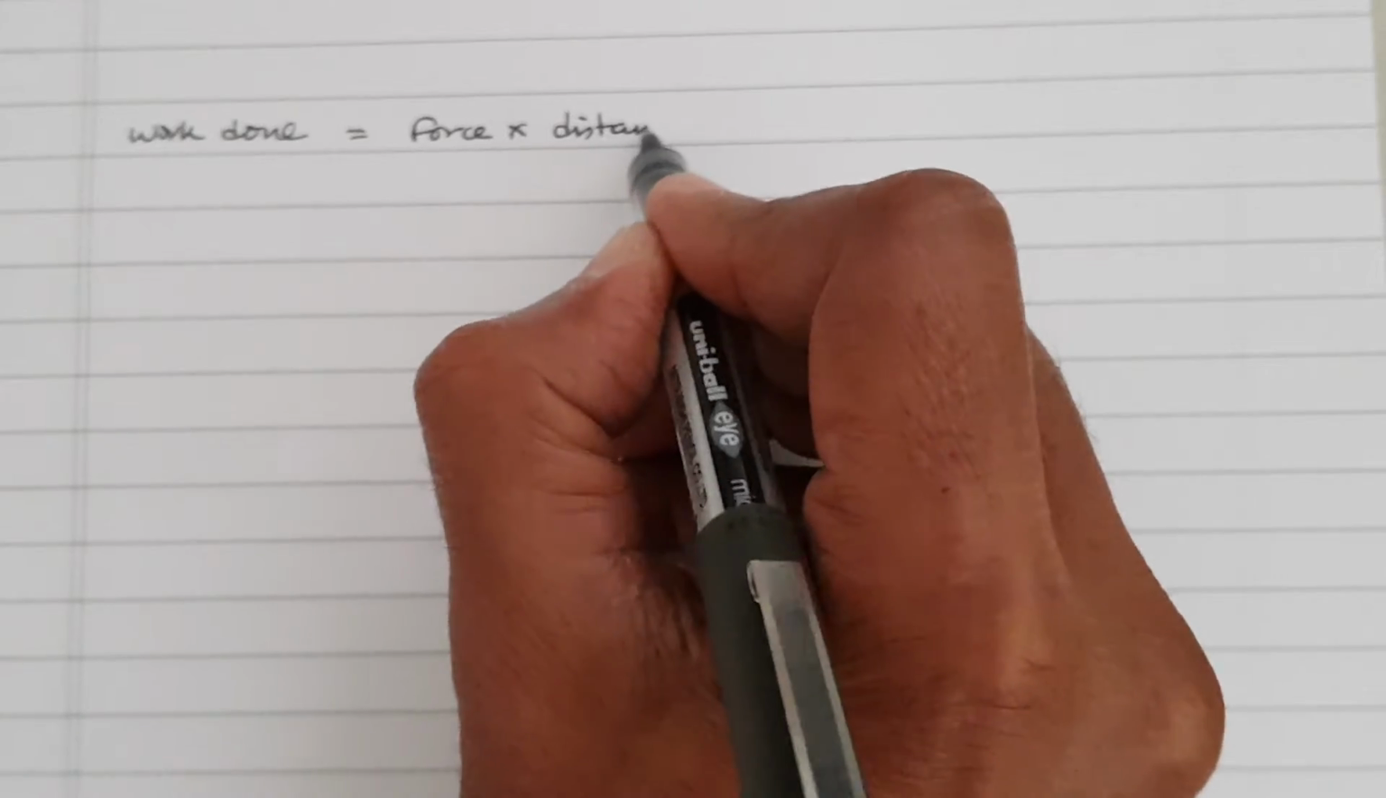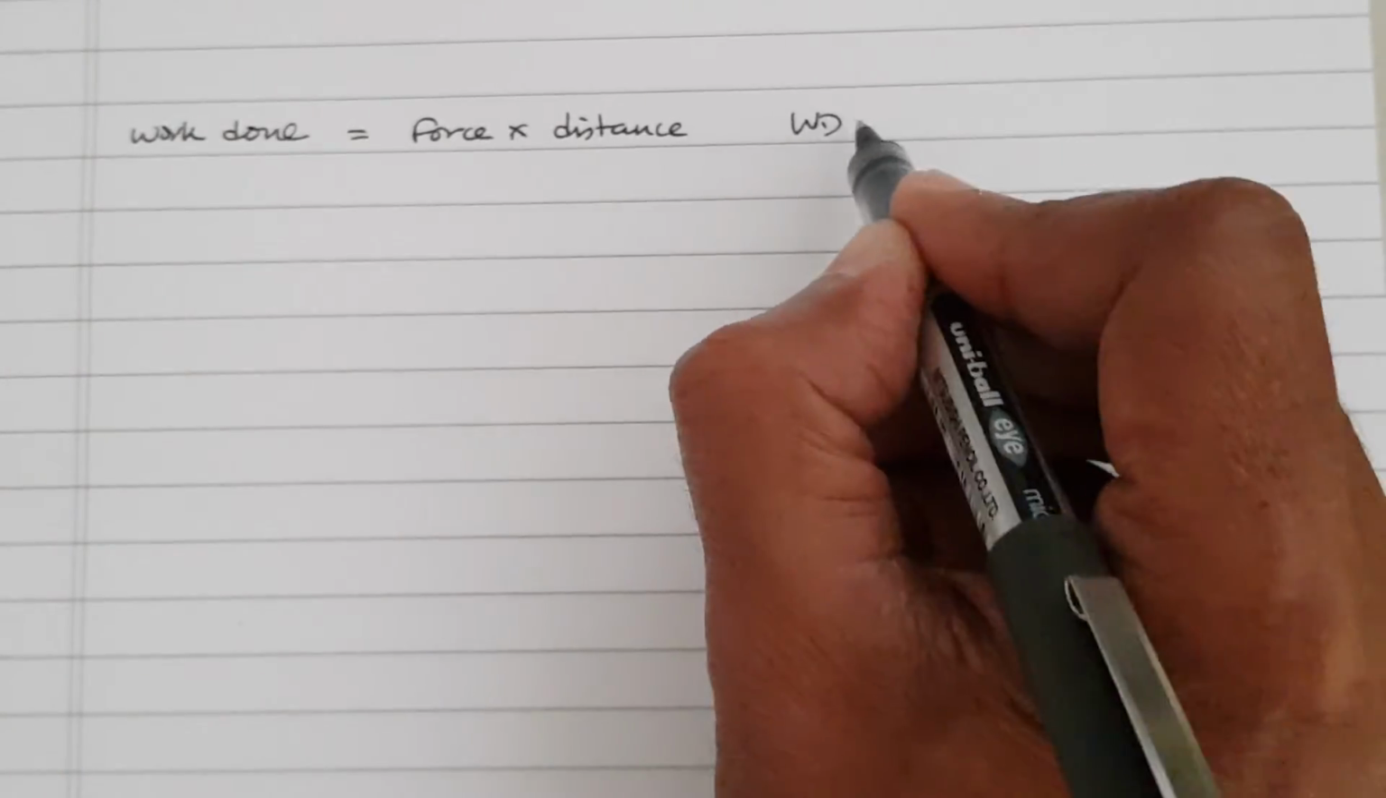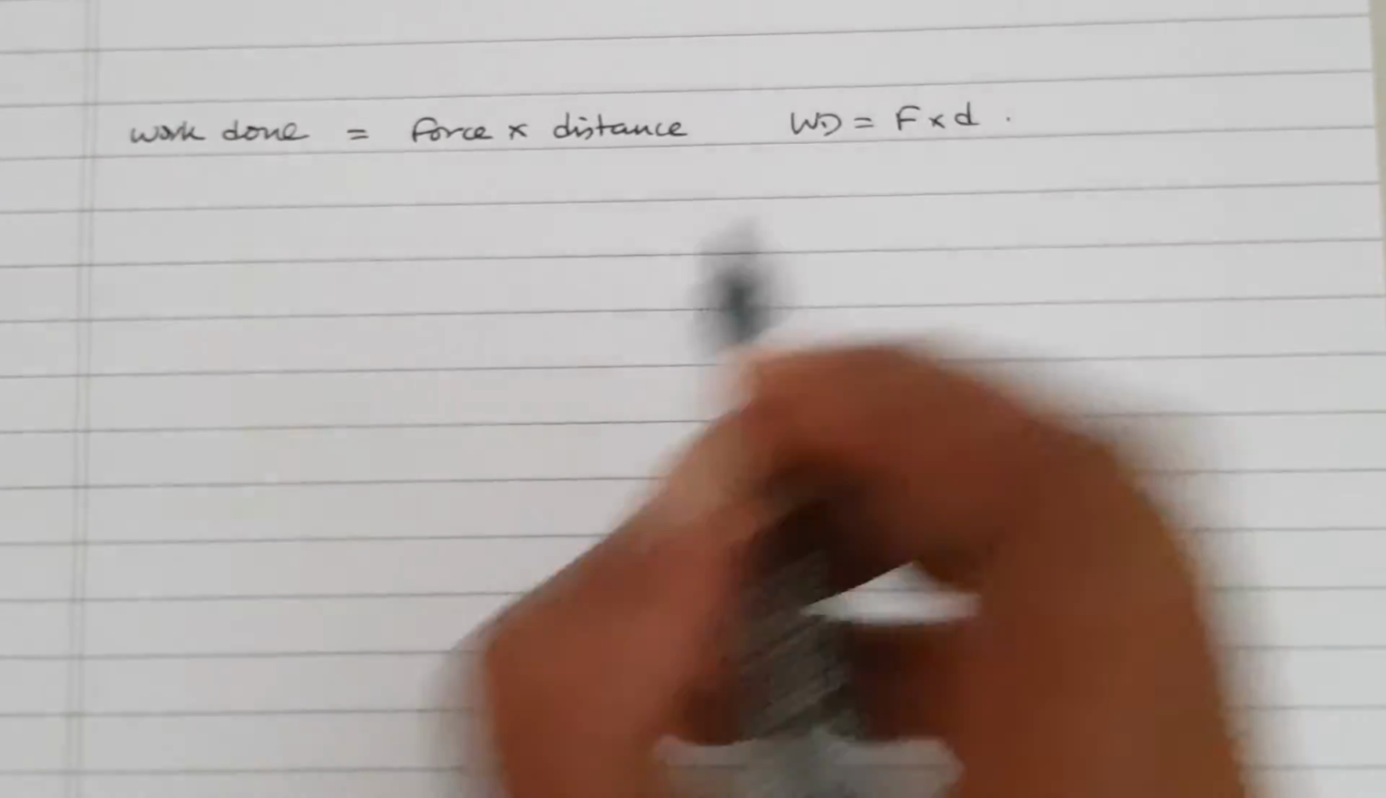Hi, today I want to talk about work done. What is work done? Work done is basically when energy is applied, when a force is exerted and work is done. We calculate work done by taking the force multiplied by the distance from the point of application. So work done is force multiplied by distance.